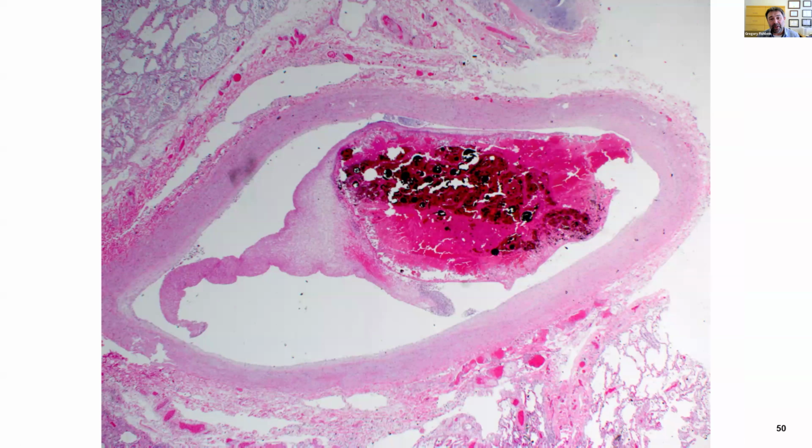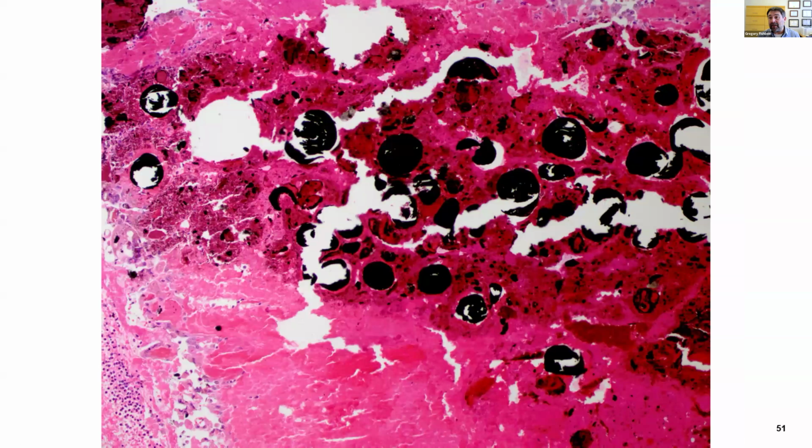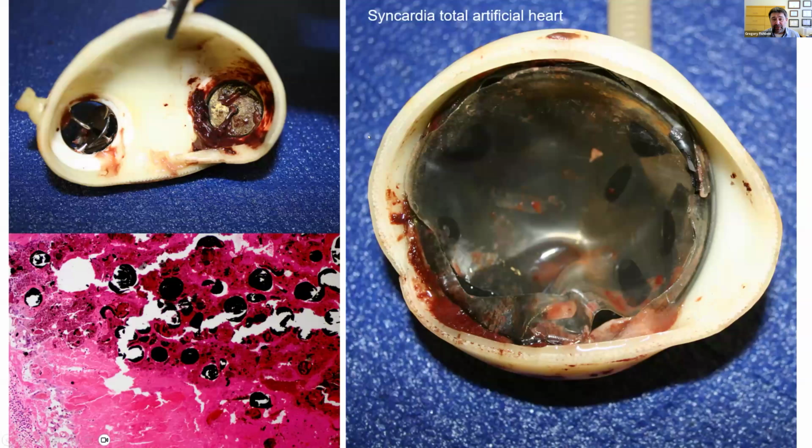This is a pulmonary artery thrombus. At higher power, you can see the black, they almost look like beads. This was actually from a rupture of the right heart of a SynCardia total artificial heart. The diaphragm is made of several layers of polyurethane with a graphite lubricant between the layers, and when this ruptured, the graphite embolized to the pulmonary artery. So this was the right ventricle part of the device.